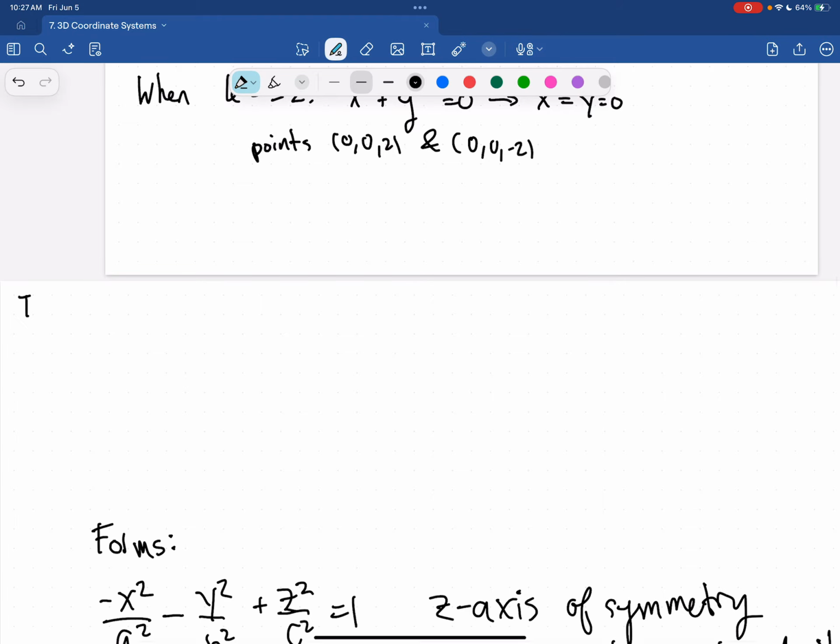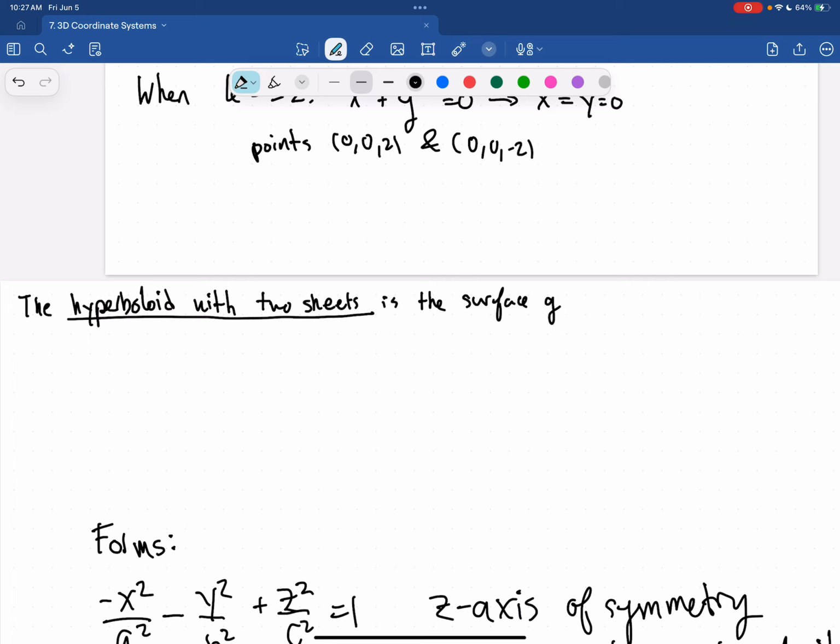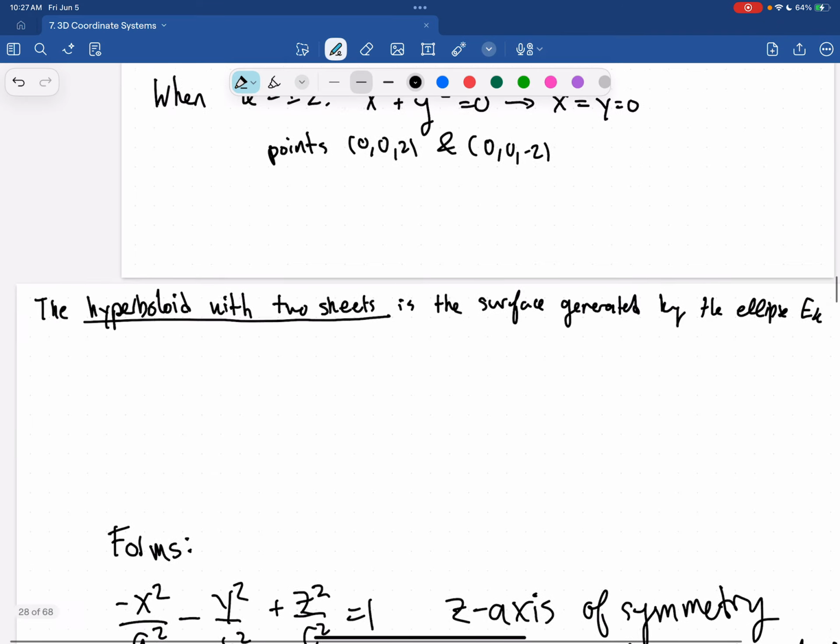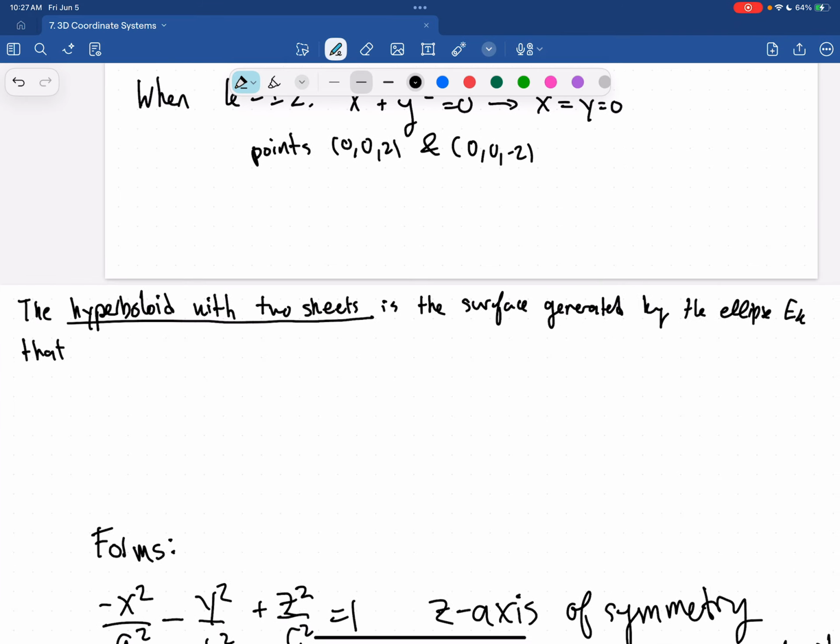So, we say the hyperboloid with two sheets is the surface generated by the ellipse E_k that moves parallel to the xy plane, having vertices on the hyperbolas h1 and h2.